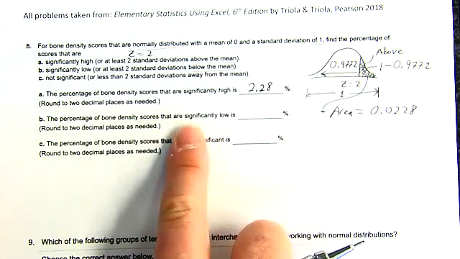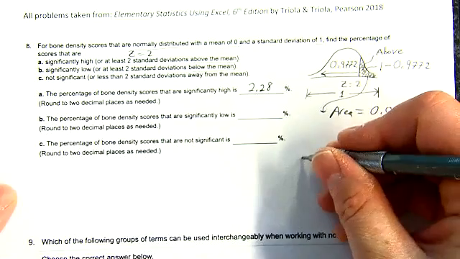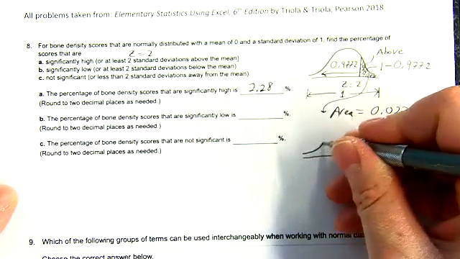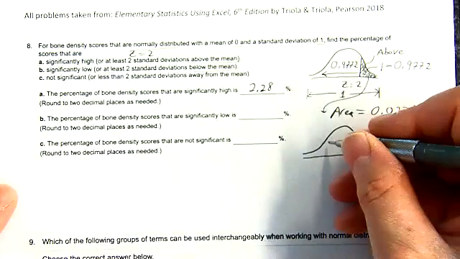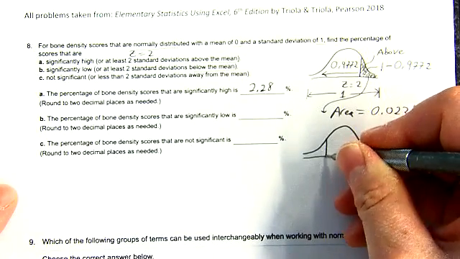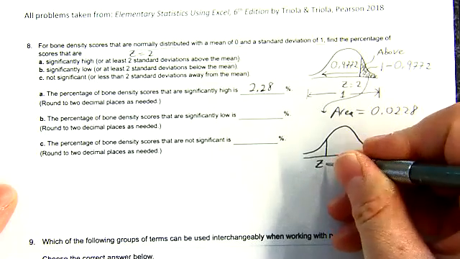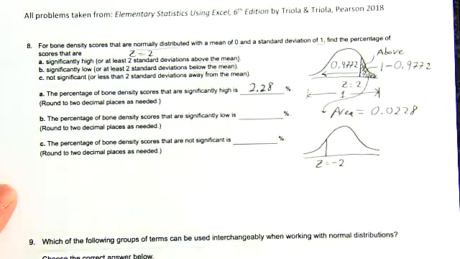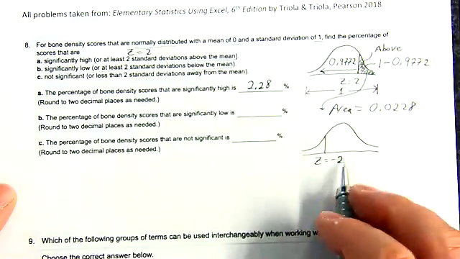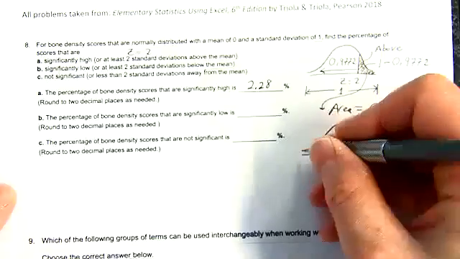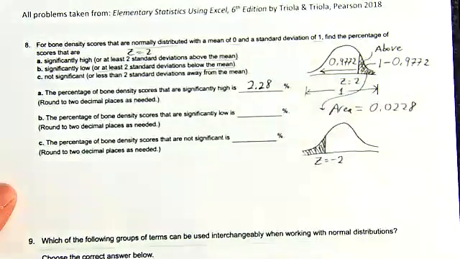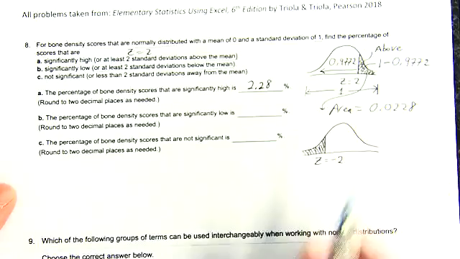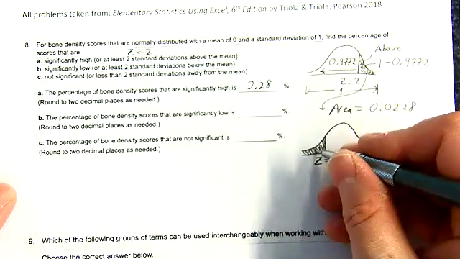Okay, let's look at the significantly low one. This one would be 2 standard deviations below the mean, so it's over here on the left side. And it becomes a -2 because it's to the left of the center. And they want this area. The nice thing about this one is there is no subtraction I have to do. I can just look this area up.